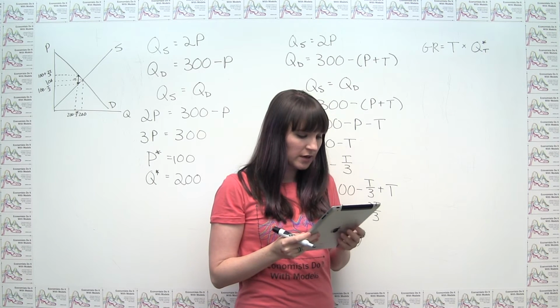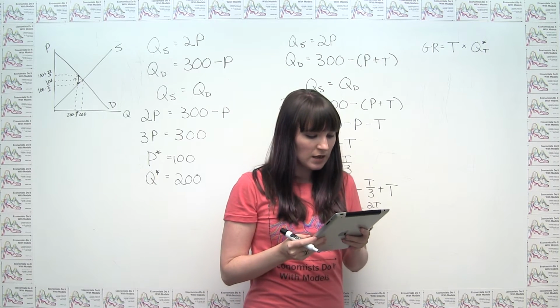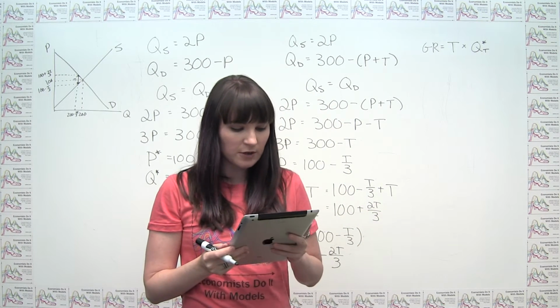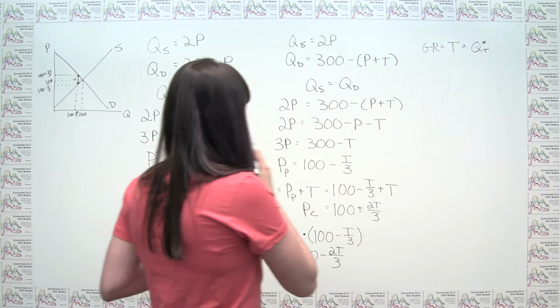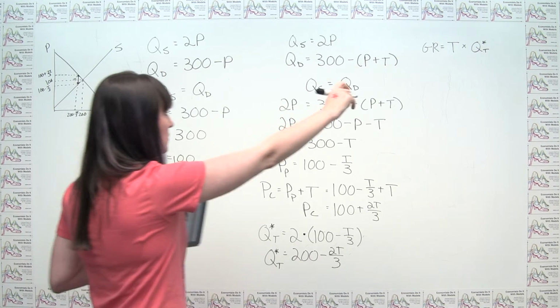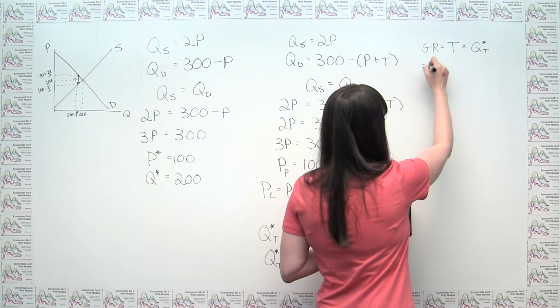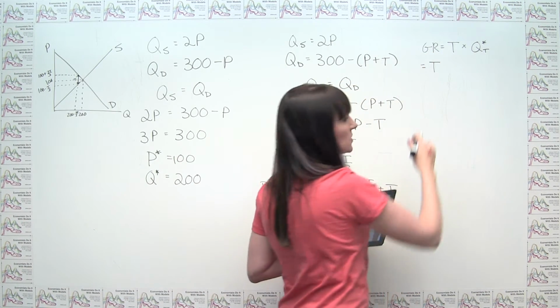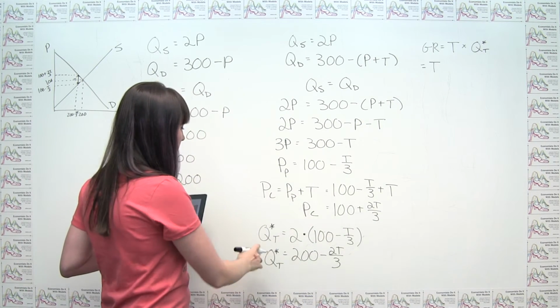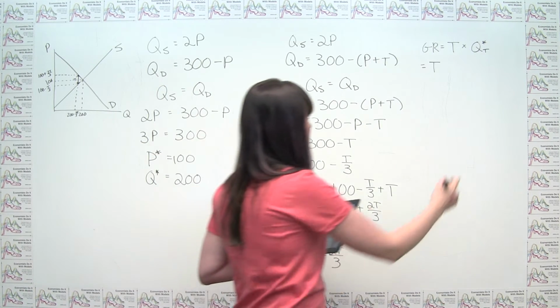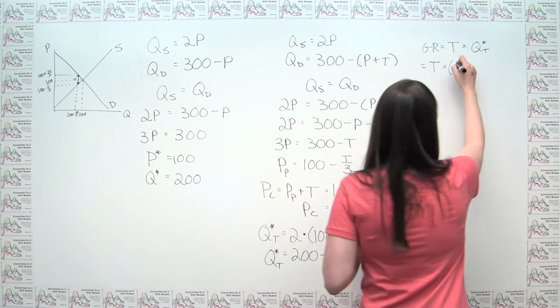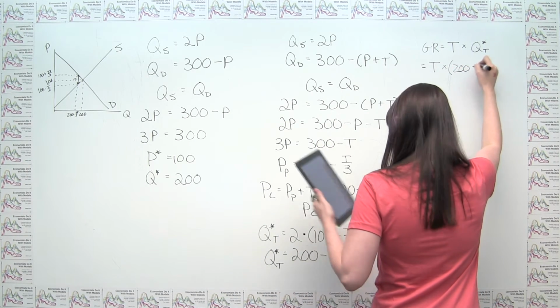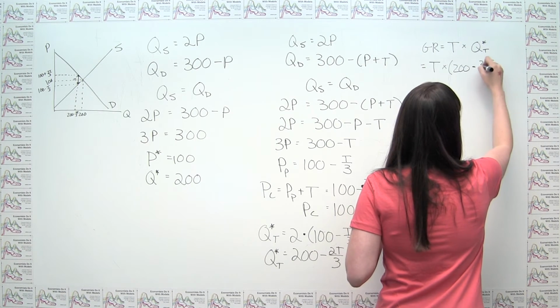And then it says, use your answer to the previous parts to solve for tax revenue as a function of T. So we can go through and we can say, well, this is just going to be T. We don't need to plug in for that because that's what this is supposed to be in terms of, times this here. So T times 200 minus 2T over 3.